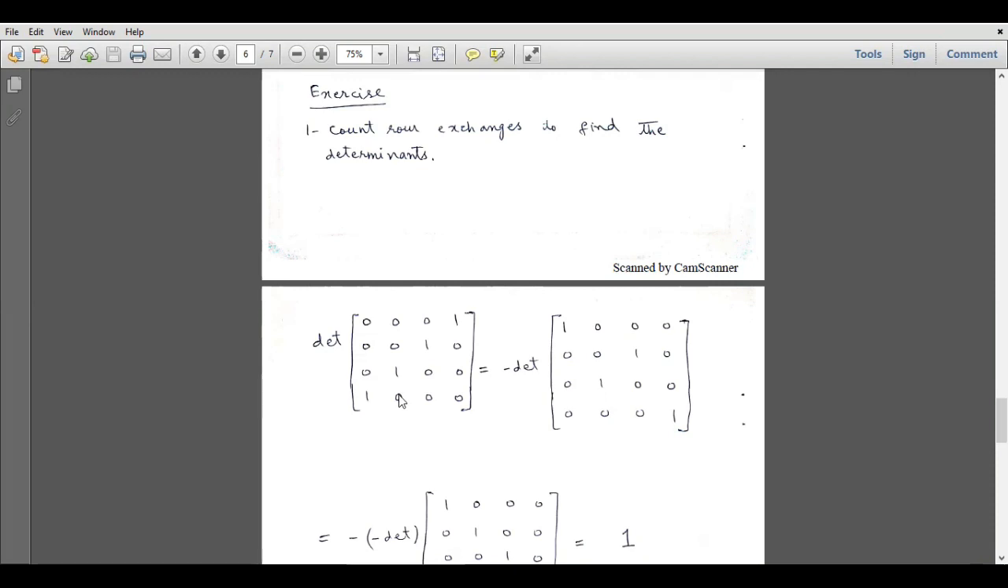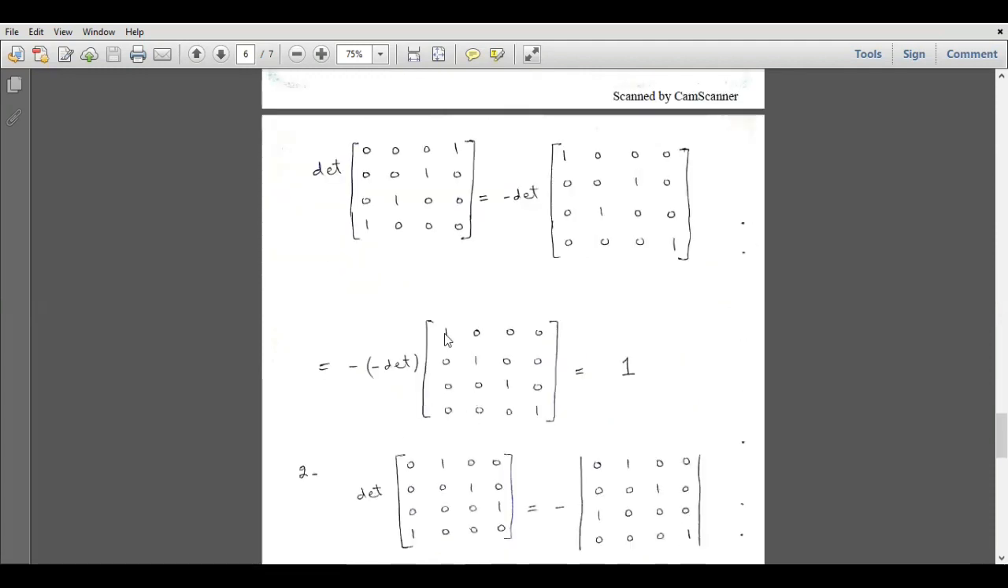Let's first exchange the first row with the fourth row, right? This is the fourth row, which is the new first row, and this is the first row, which is the new fourth row. We have done one row exchange, so there will be a negative sign over here. Now we can exchange the second row with the third row, and the new matrix will become like this, and we will have another negative sign over here. The determinant of this identity matrix is equal to 1, and minus minus will be equal to plus. So the determinant of this original matrix is equal to plus 1.